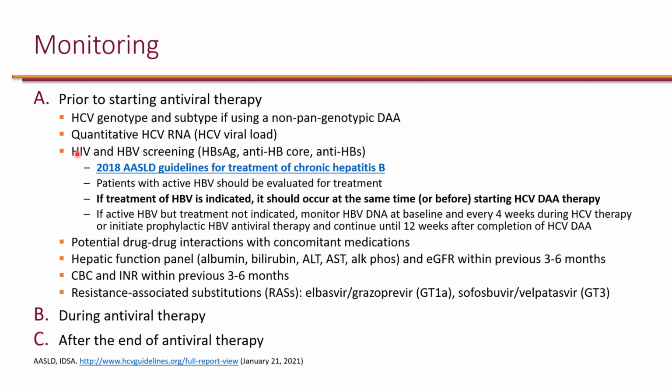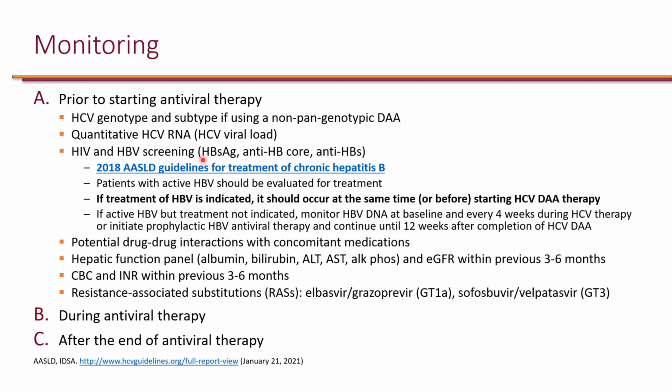With HIV, obviously because the same risk factors that expose the patients to hepatitis C can also expose them to HIV. But Hep B is particularly important to be screened, and we use the surface antigen. And we use the Hep B surface antigen, anti-Hep B core antibody, as well as total anti-Hep B surface antibodies. These all come from the Hep B panel.